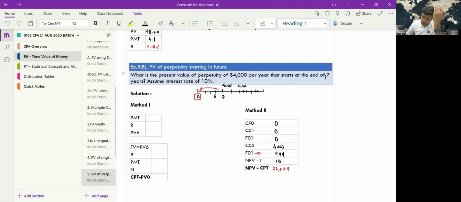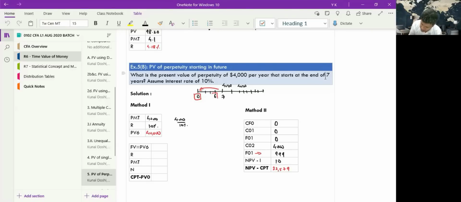If I were to do this in the traditional method, what would I do? First, I'll have to bring everything to year 6. P6. But PMT was 4,000. My rate of return in this case is 10%. So when you do 4,000 divided by 10%, you get a value of 40,000. That 40,000 would be at year 6. Remember, it pulls you a year back.